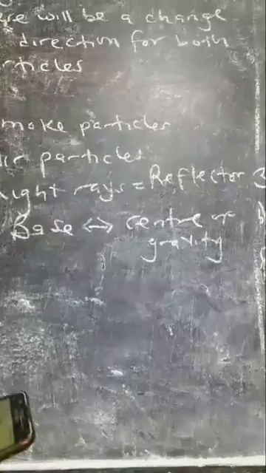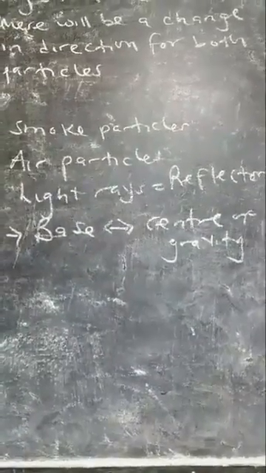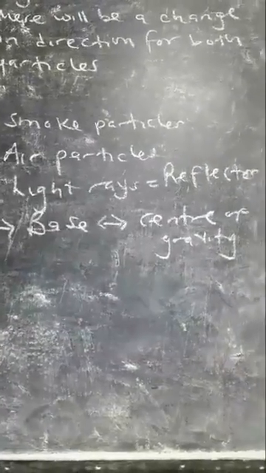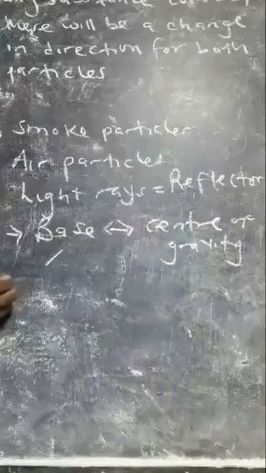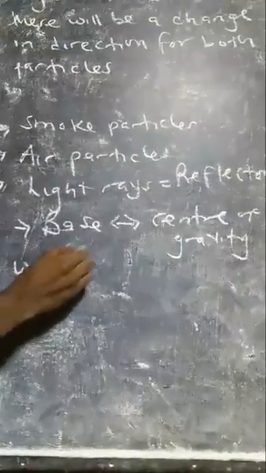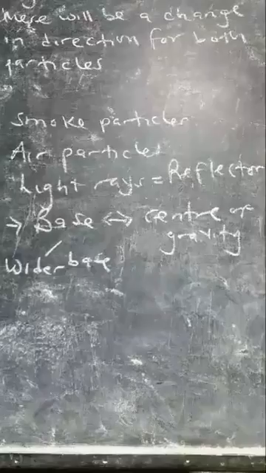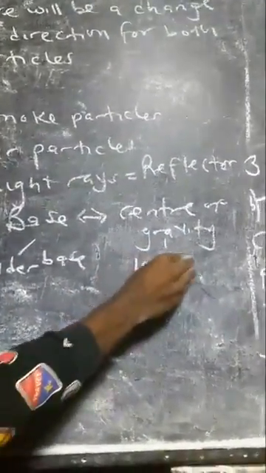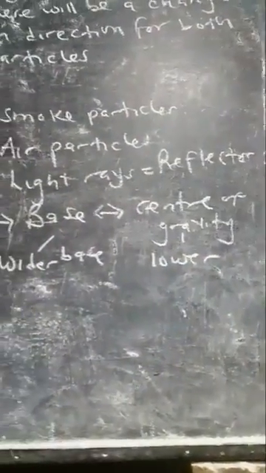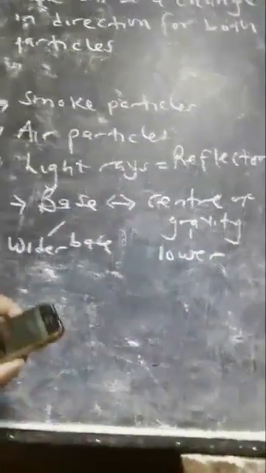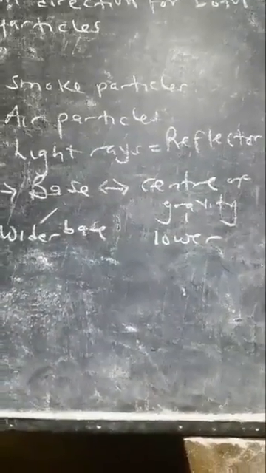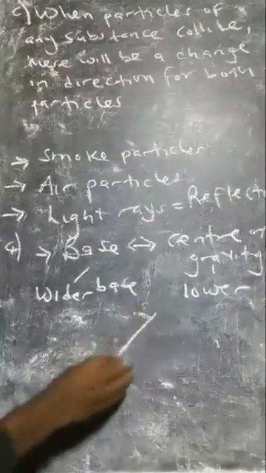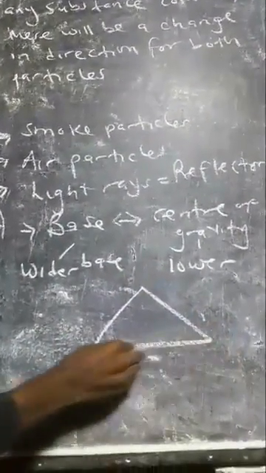Definitely, if something is to be stable, that means it must have a wider base. The base must be wide. And it must have a lower center of mass or gravity. So definitely the base must be wider and the center of gravity must be lower.